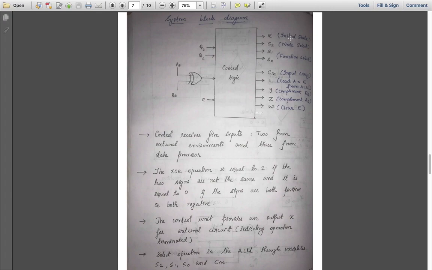X is used to denote the initial state. So when X is set to 1, it means that it is ready to take up the next operation. The current operation is terminated. This is mode select for logical operations or for arithmetic operations. This is for function select, input carry. L is for loading into the accumulator and the E register. Y is for complementing the BS, Z is for complementing the AS and W is for clearing the E. So these are the different control lines that are present in the control logic.